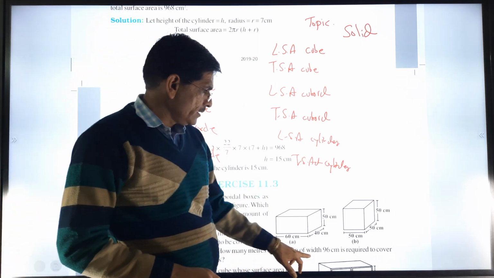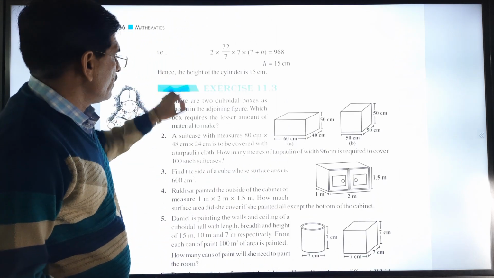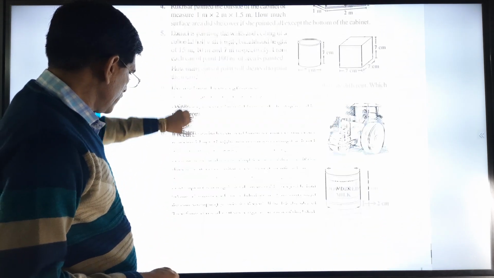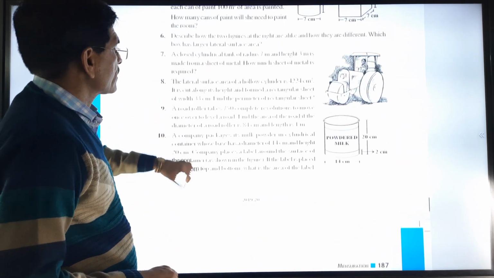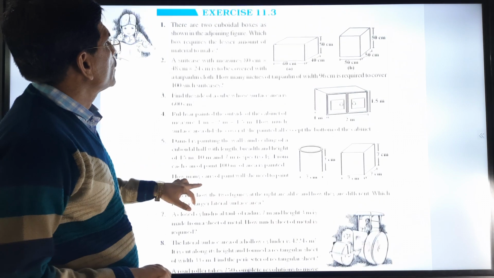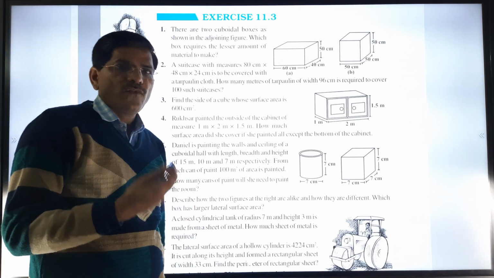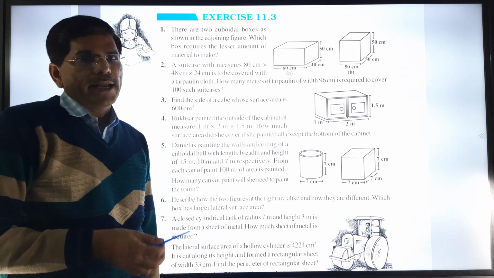We can easily solve exercise 11.3. In 11.3, there are 10 sums. So out of 10, at least in the next lecture, I have to explain 5 sums or 6 sums. Next, you try it yourself.